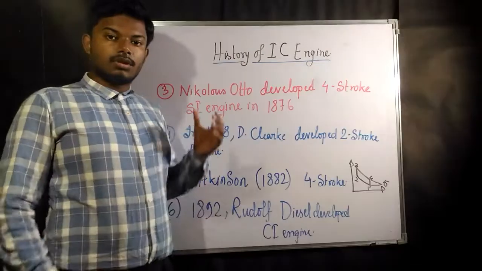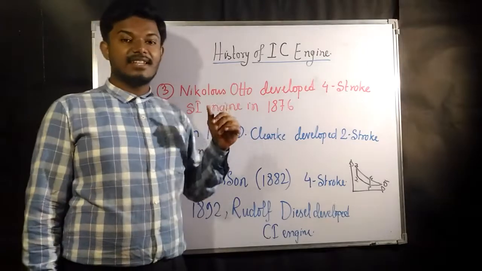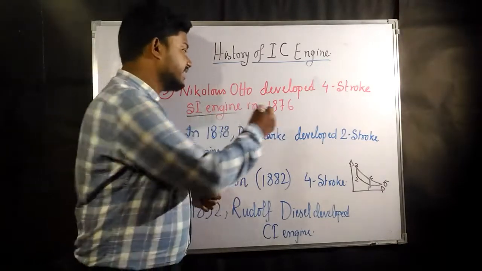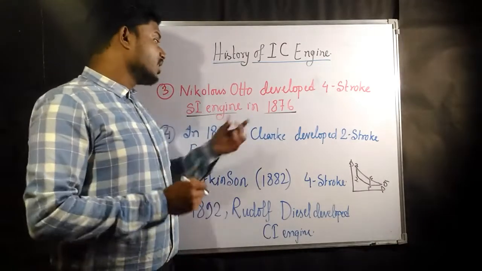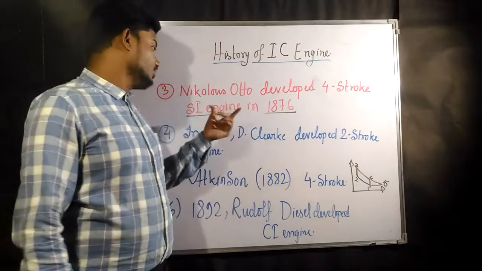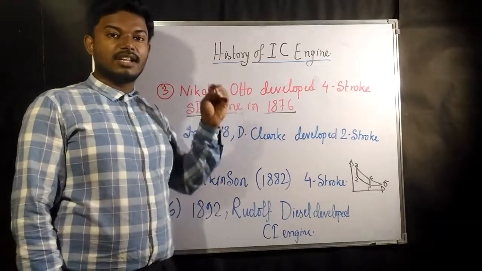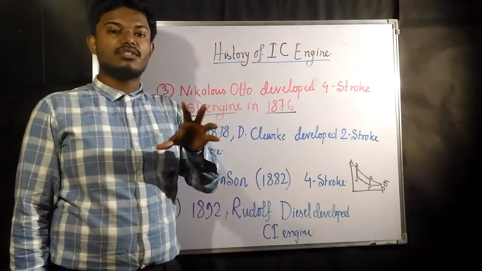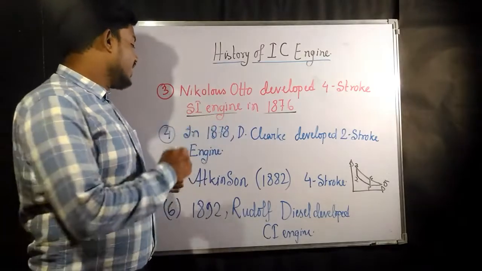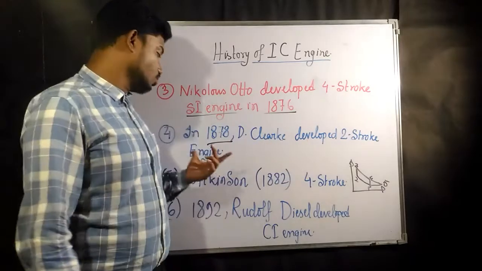In the third attempt, Nicholas Otto developed a 4-stroke SI engine. SI engine is nothing but a spark ignition engine. Nicholas Otto in 1876, again in the 19th century, developed a 4-stroke engine in which we do spark ignition. That means we provide a spark so that the air fuel mixture inside the cylinder gets ignited. And 2 years later, in 1878, Mr. D. Clerk developed a 2-stroke engine.